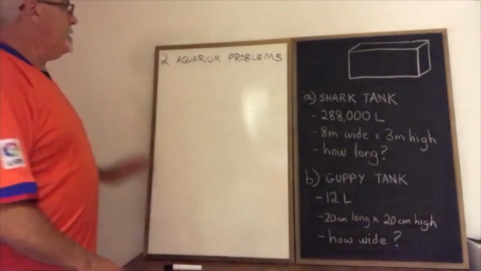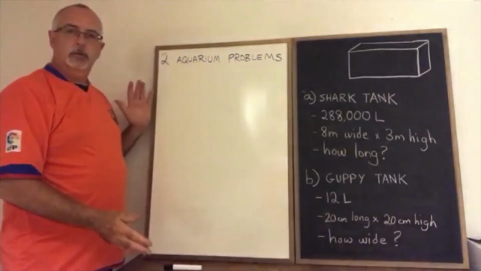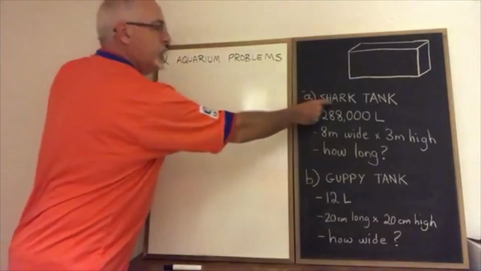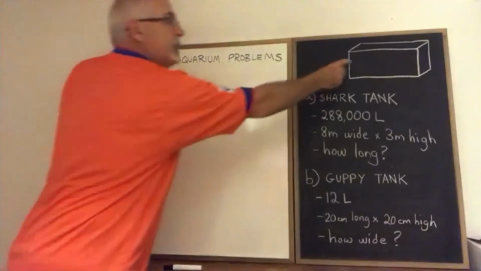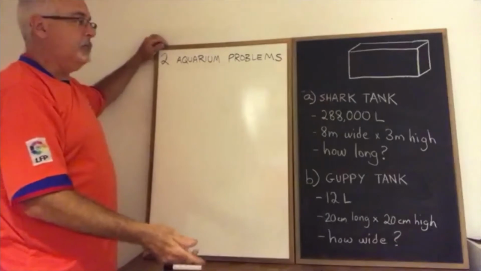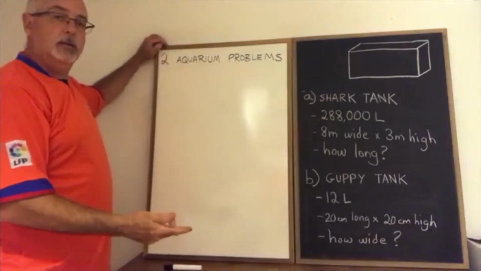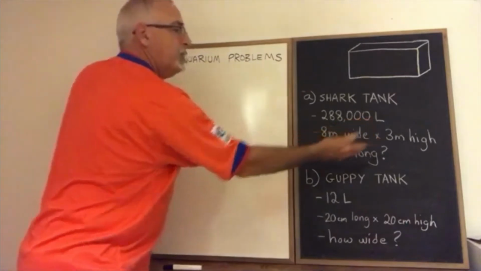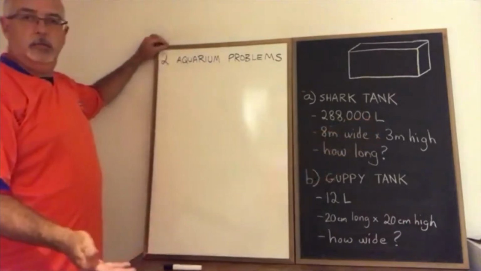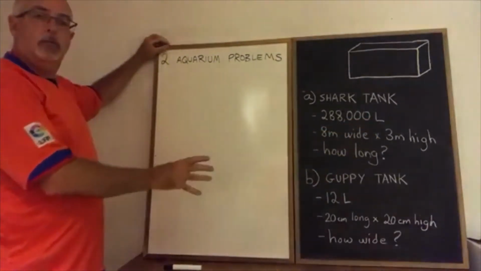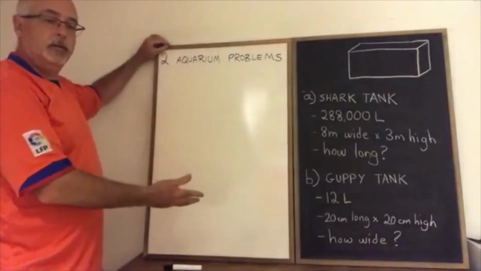Today's Daily Dose of Math is about two aquarium problems. We have the shark tank, which is a rectangular prism, also known as a right prism. We know its volume is 288,000 liters. It's 8 meters wide by 3 meters high, and we're being asked how long is it. It's a straightforward small problem that involves a volume formula.